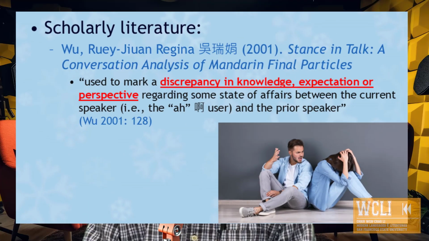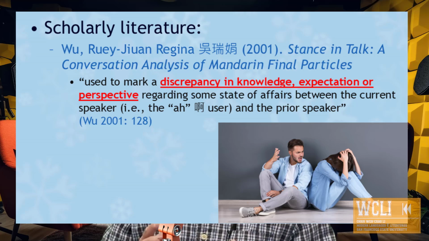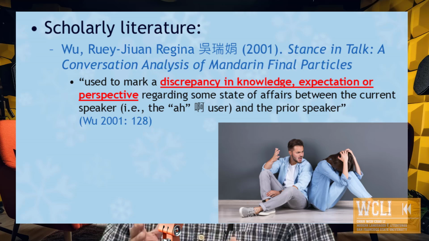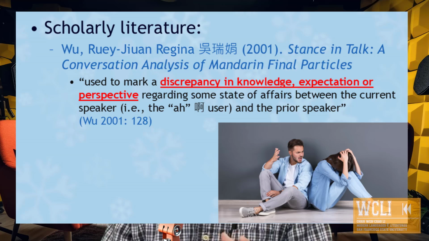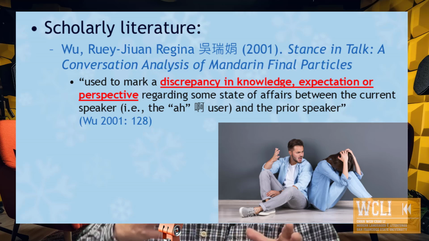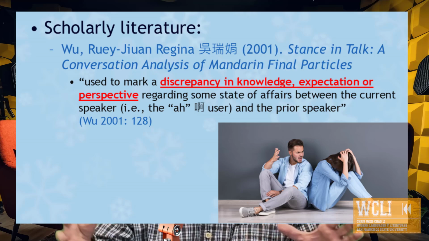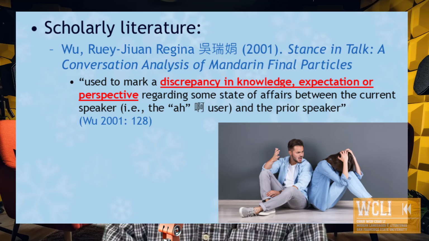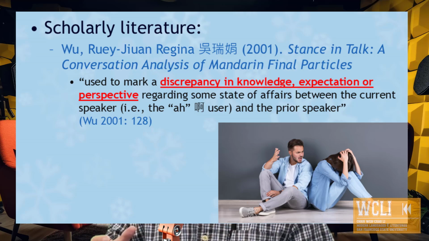That is, how attached or how certain you are to this statement that you're making. A description of 啊 that captures the essence of the particle even better is that of Regina Wu, who believes that 啊 is used to mark a discrepancy in knowledge, expectation, or perspective regarding some state of affairs between the current speaker and the previous speaker. That is to say, when two people are talking, if I say something and I believe that you may think differently, you may have a different view of this state of affairs, then I add an 啊 to the end of my statement.